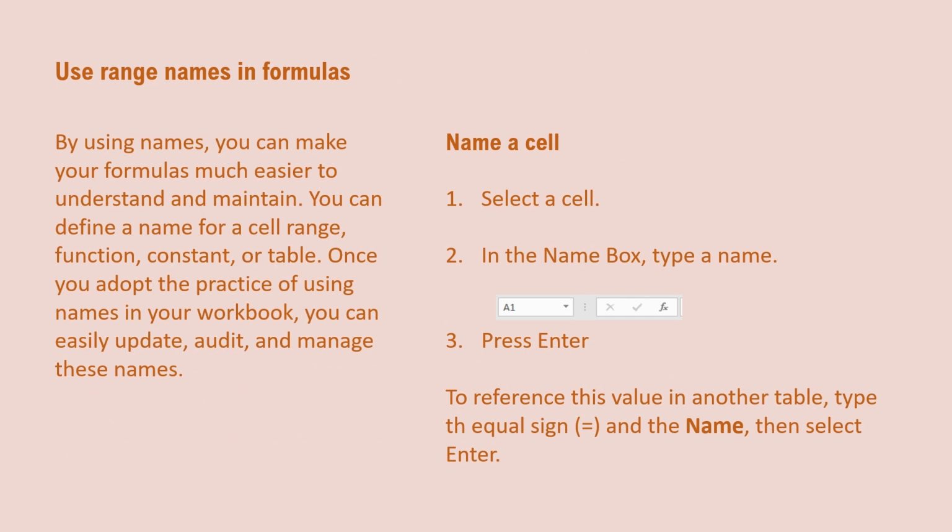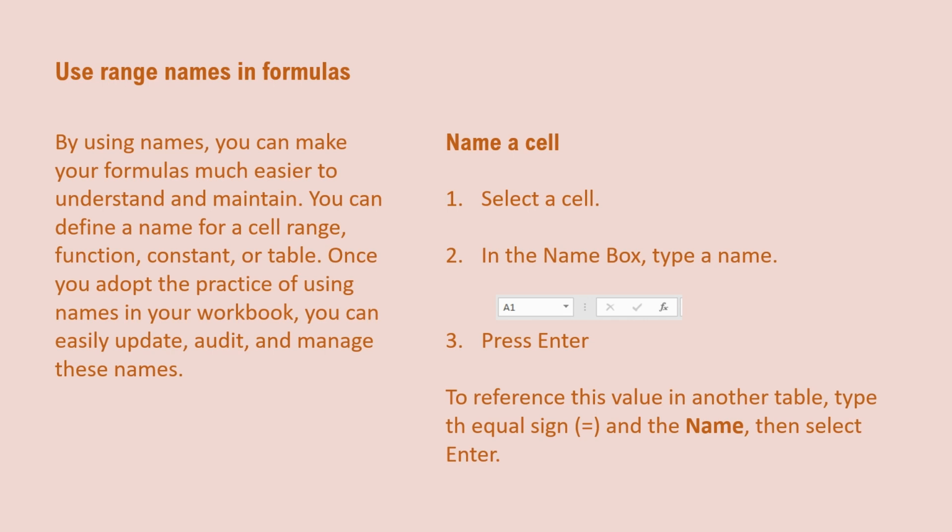Use range names in formulas. By using names, you can make your formulas much easier to understand and maintain. You can define a name for a cell range, function, constant, or table. Once you adopt the practice of using names in your workbook, you can easily update, audit, and manage these names.